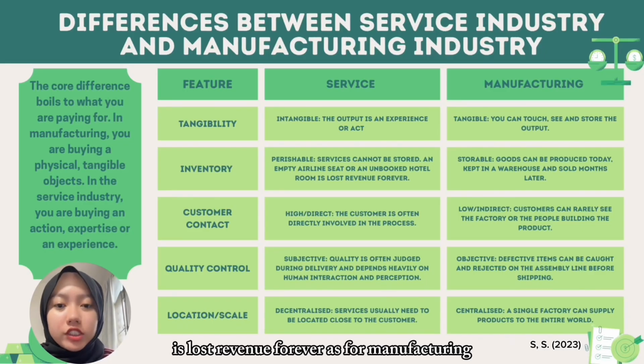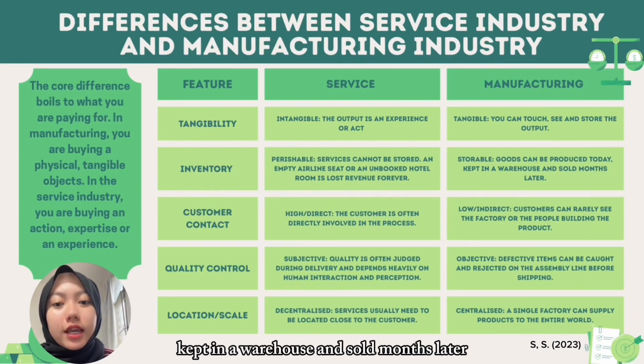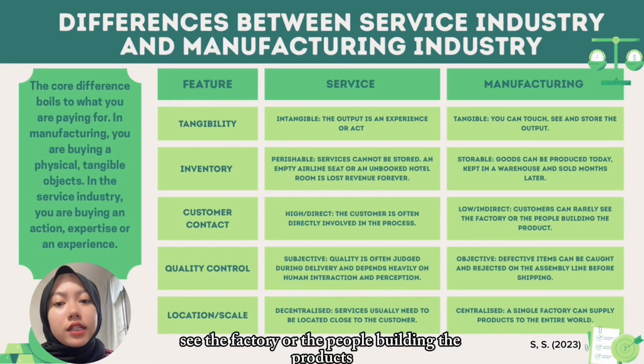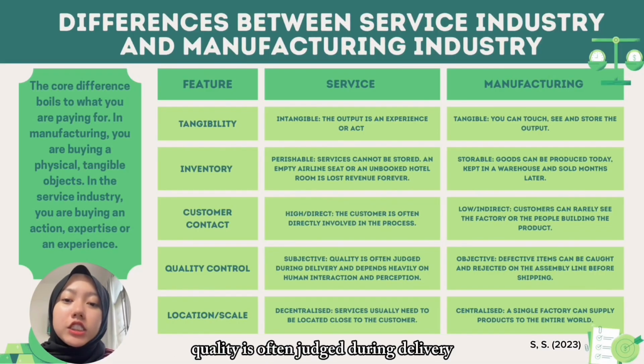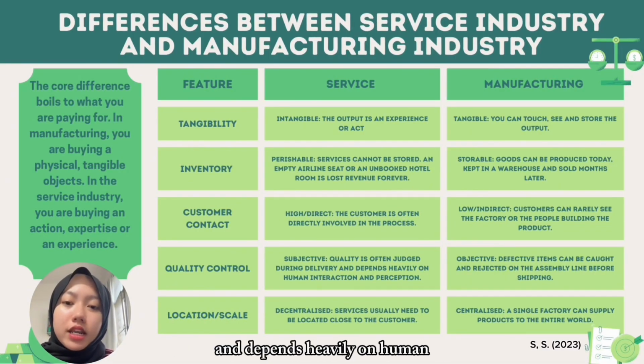As for manufacturing, the inventory is storable because goods can be produced today, kept in a warehouse, and sold months later. The customer contact for the service industry is more direct because the customer is often directly involved in the process. Manufacturing, however, is indirect, in that the customer can rarely see the factory or the people building the products. The service industry's quality control is subjective. Quality is often judged during delivery and depends heavily on human interaction and perception.